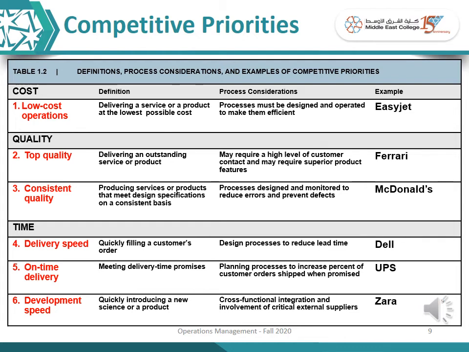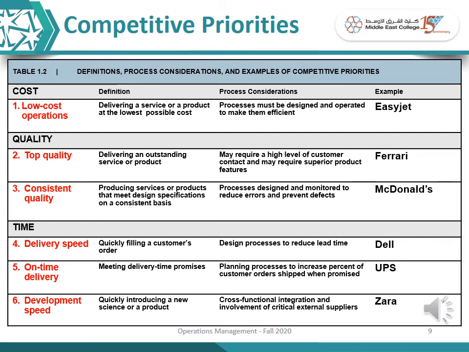Also, on-time delivery means that you meet delivery time promises. So you plan processes to increase the percent of customer orders shipped when promised. This is your target. Like UPS or FedEx, usually they want customers to trust that they are going to commit to the delivery dates, because this is their market. They are couriers. This is how they compete.